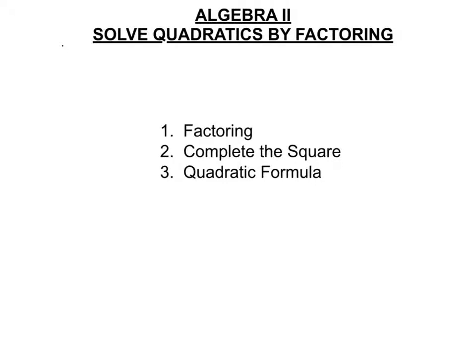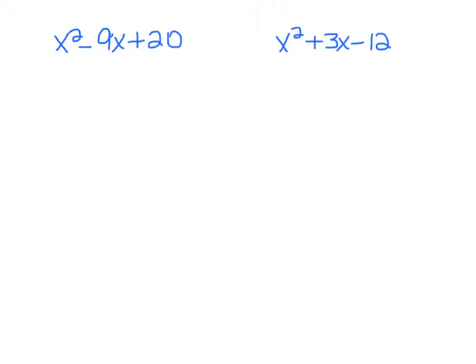There are three ways to solve quadratics. The first way is by factoring, the second way is by completing the square, and the third way is to use the quadratic formula. Today we're going to look at how to solve these quadratics by factoring. In our first example, x squared minus 9x plus 20 equals 0.